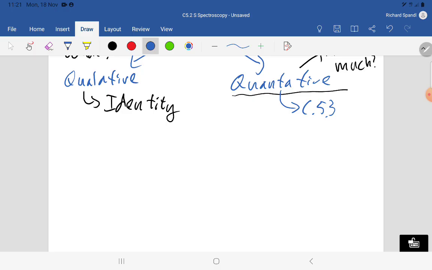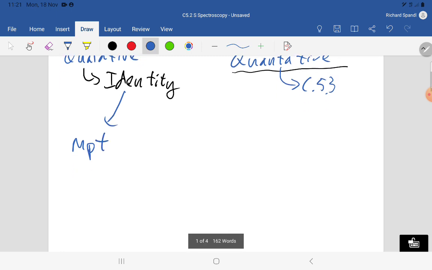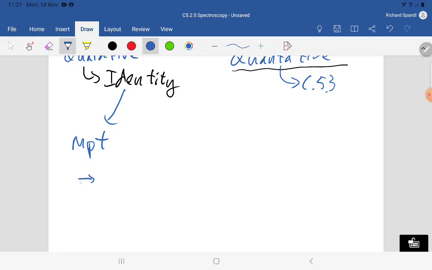So far, we've looked at qualitative analysis. We started off by looking at melting point analysis. And what we learned is that a pure substance has a narrow melting point range, and that melting point is characteristic of a particular chemical. So by determining the melting point of a chemical, we can determine what it is.